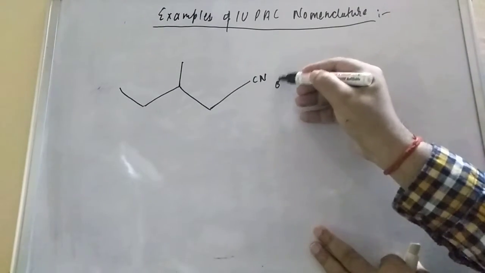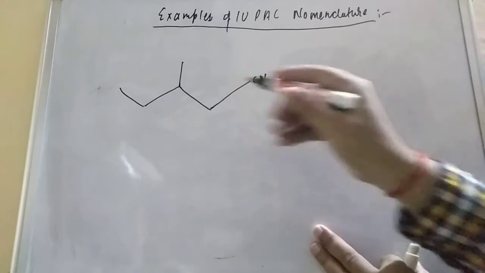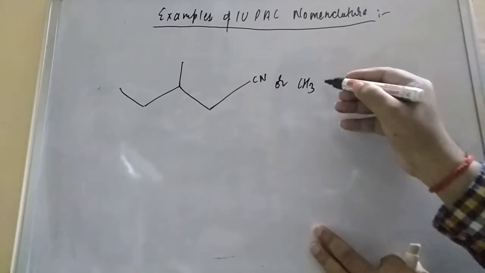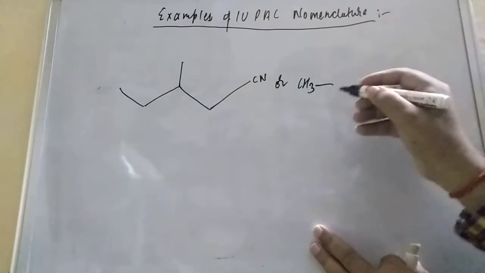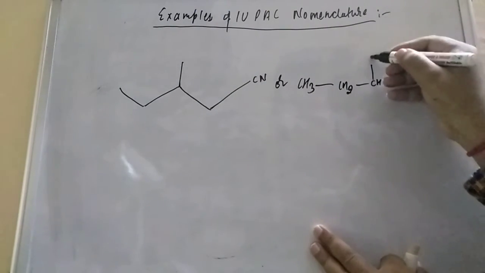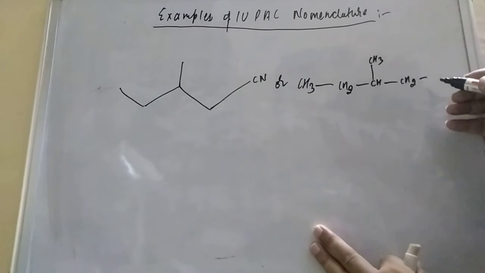Same compound, how can we write it, student? If you want to write this one, this terminal carbon contains CH3, then the middle carbon is CH2, then again CH, and here CH3 is there, again CH2 is there, student. And if you talk about this one, this is CN.